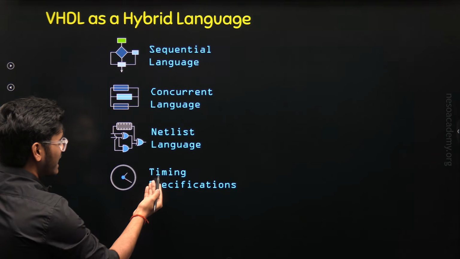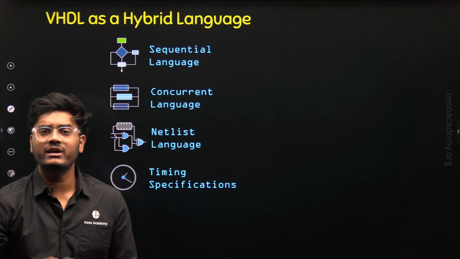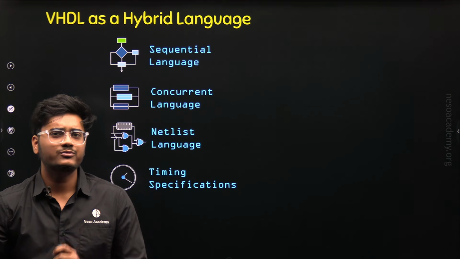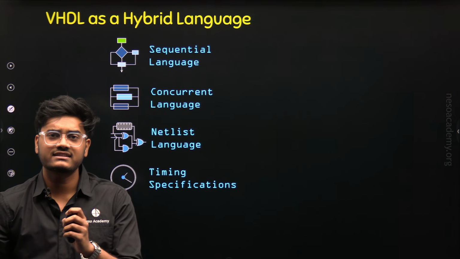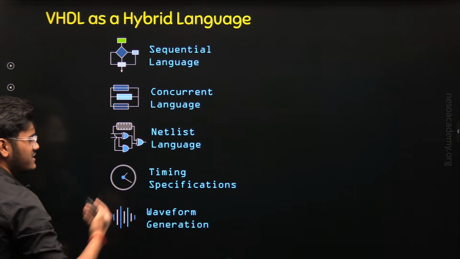Then we have timing specification. It allows you to define delays and timing constraints because in real circuits, signals take time to propagate, as hardware is time dependent. Let's see the last language, waveform generation language.